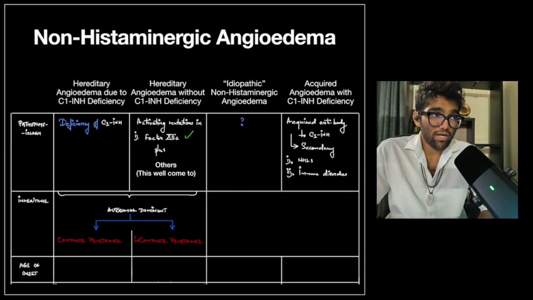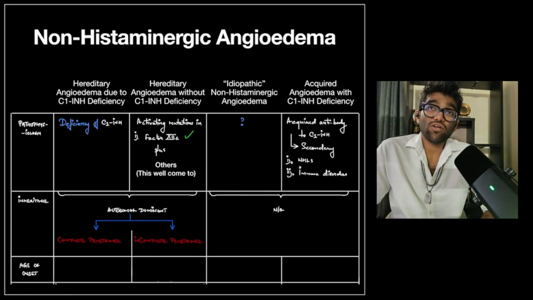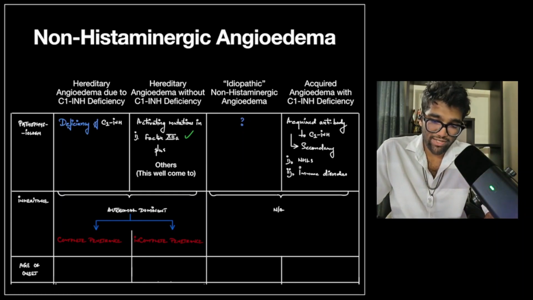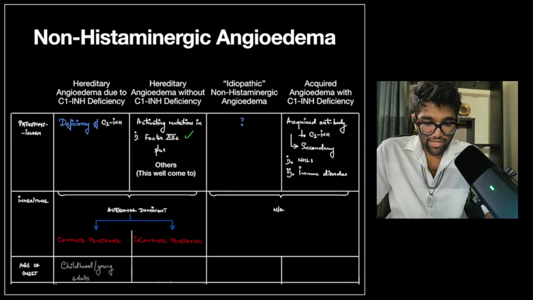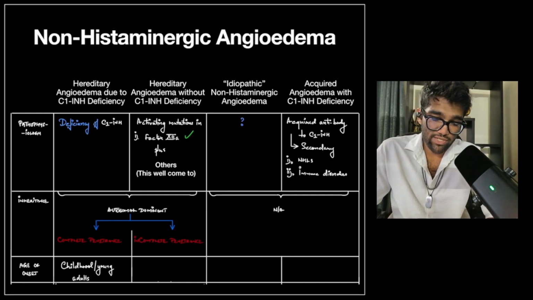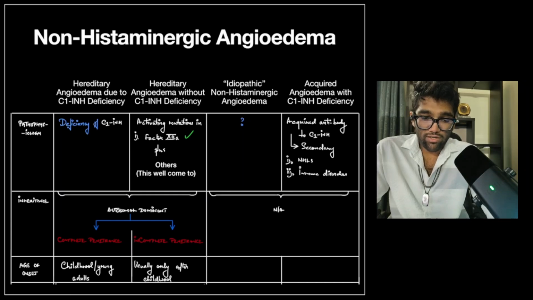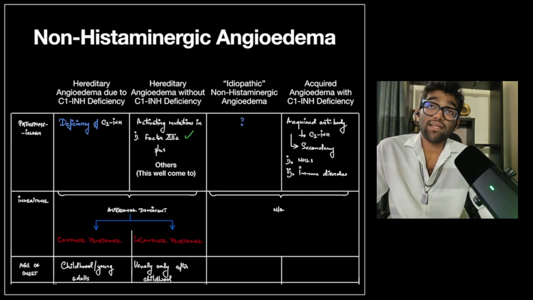So even though 3 or more generations of the same family are affected, and males and females are affected, the severity of affliction is different. Obviously, idiopathic non-histaminergic angioedema is not a genetic disorder, and acquired angioedema with C1-INH deficiency is not a genetic disorder, so that doesn't apply. Now, age of onset of C1-INH deficiency related hereditary angioedema is childhood or very young adulthood. Non-C1-INH deficiency usually starts after childhood when the patient is an adolescent.